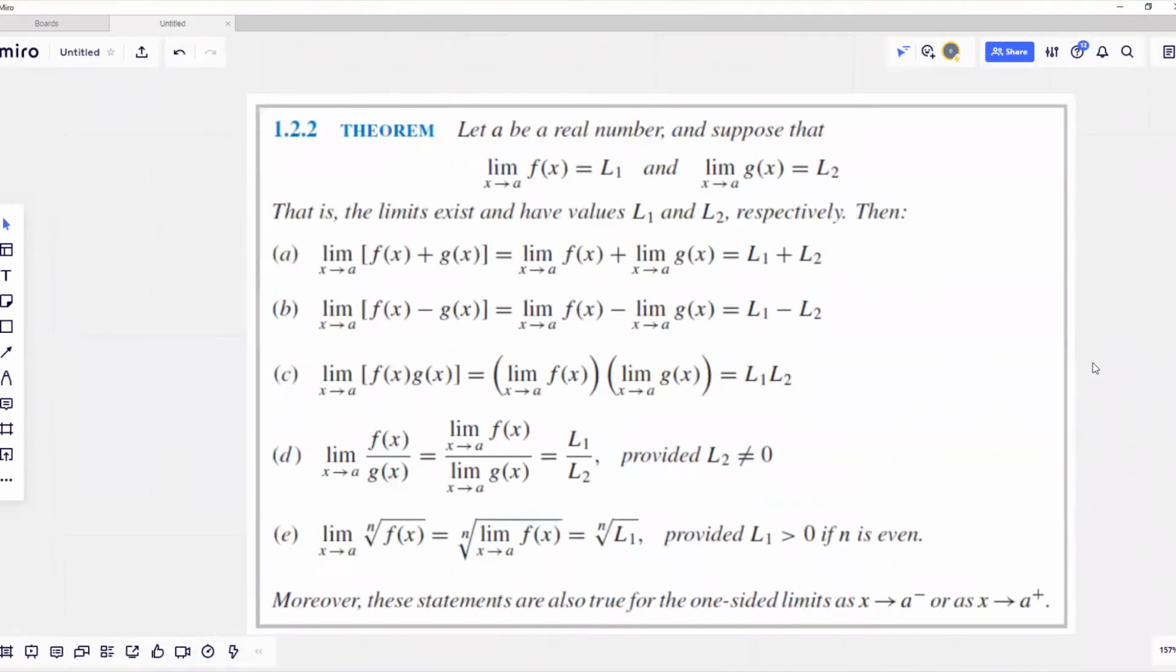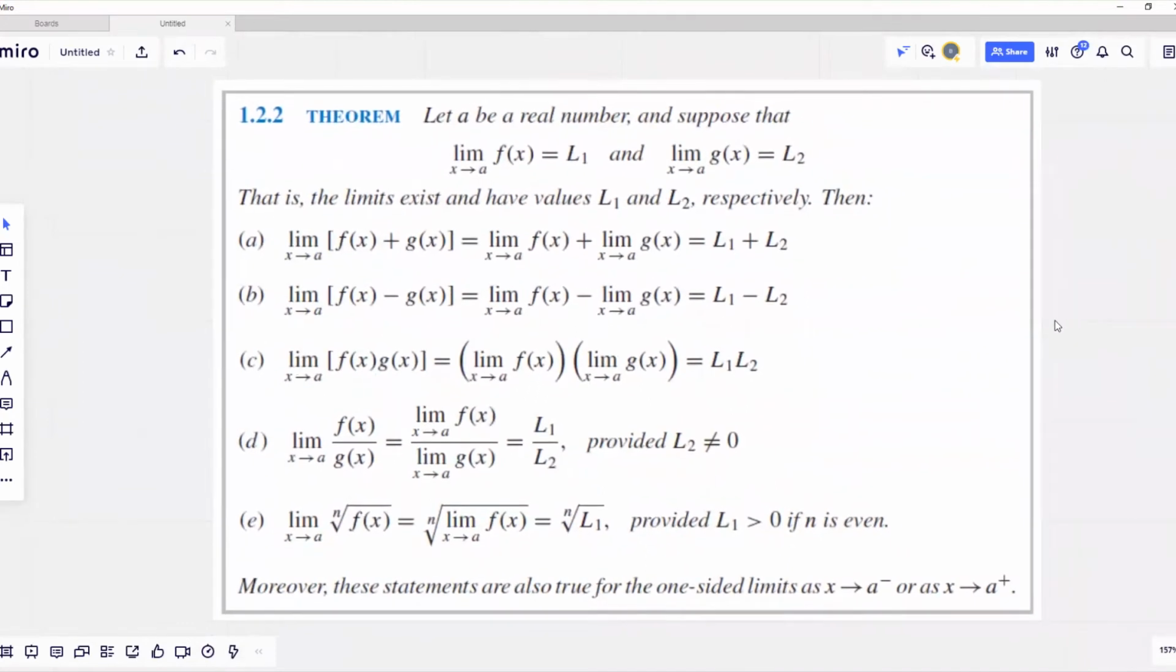Next, here we have a bunch of properties for limits. First of all, let a be a constant, and we'll assume that the two-sided limit of f of x when x is approaching a exists and is equal to L1, and limit as x approaches a of g of x is equal to L2. Then we have the following 5 properties.